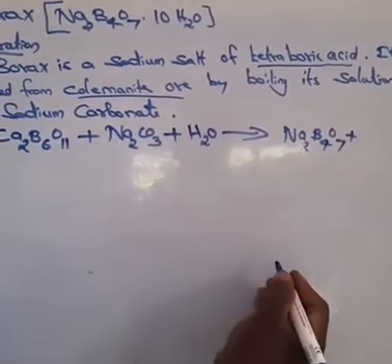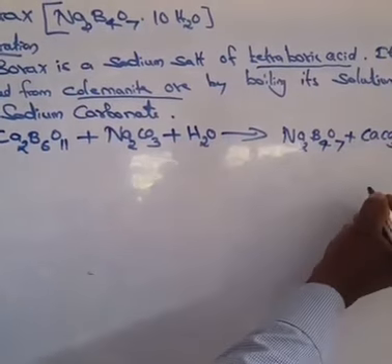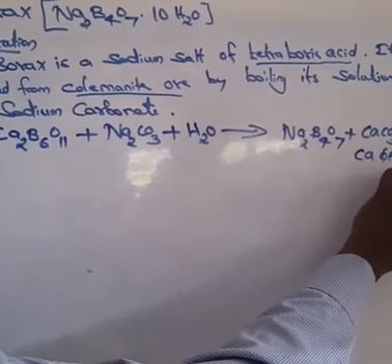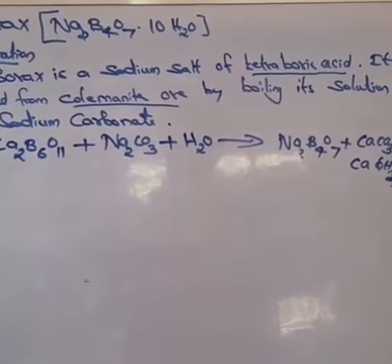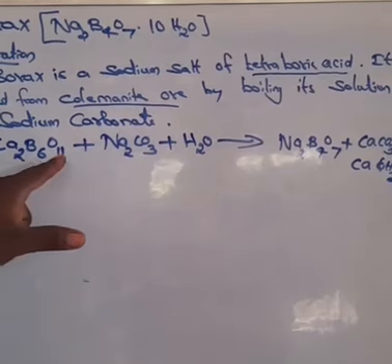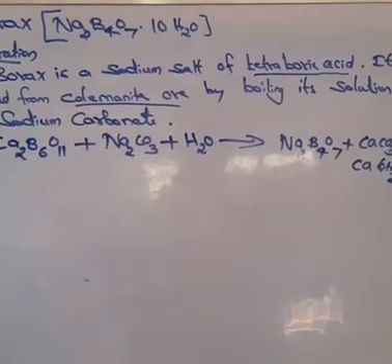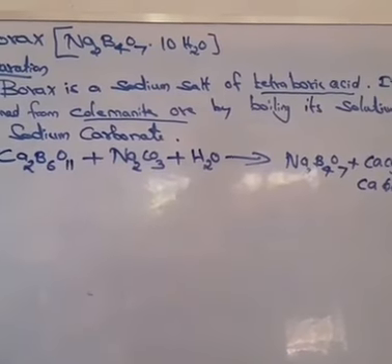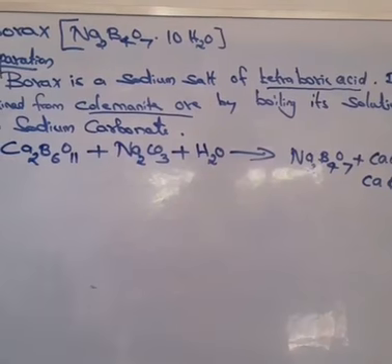Na2B4O7 plus calcium carbonate, CaCO3, and also plus calcium hydroxide, Ca(OH)2. So colemanite ore, what's the formula? Ca2B6O11. Sodium carbonate formula Na2CO3 plus water molecules. We get borax, Na2B4O7, plus calcium carbonate CaCO3 and calcium hydroxide.